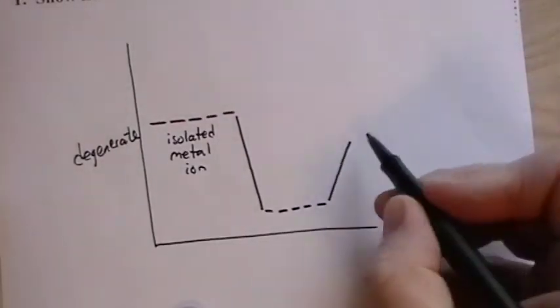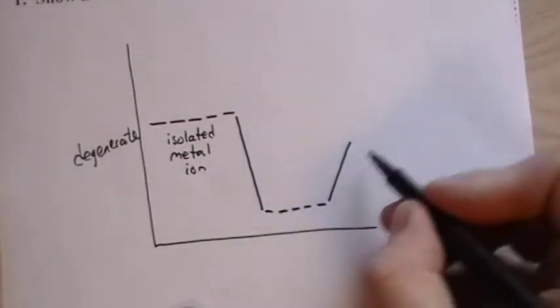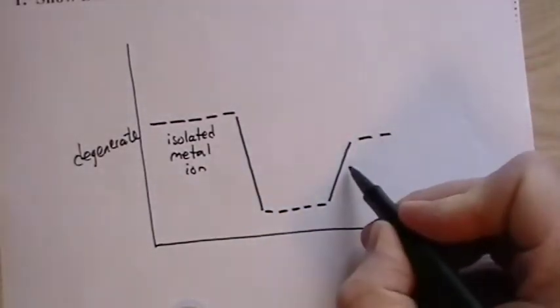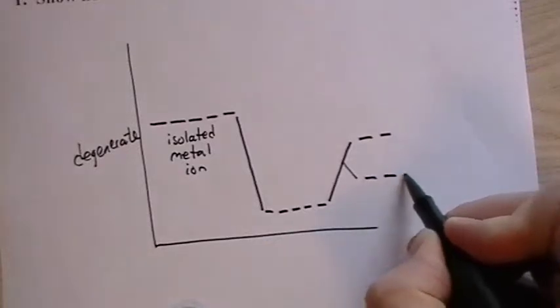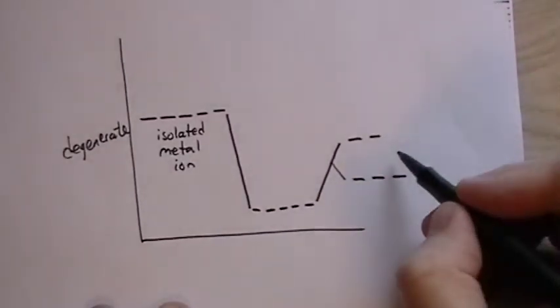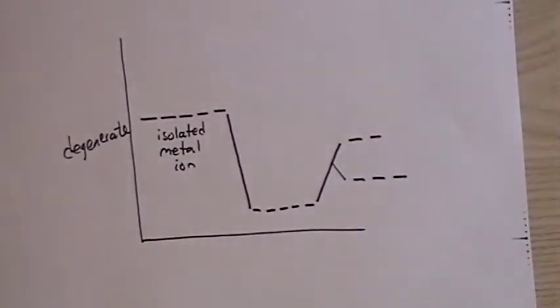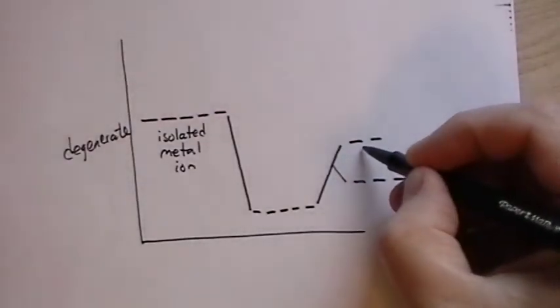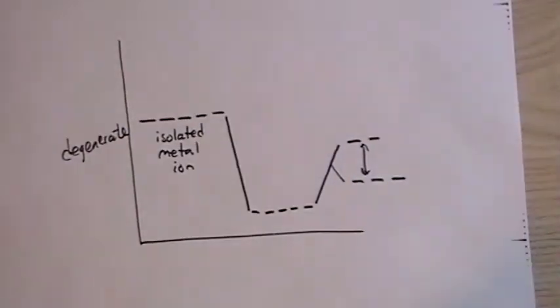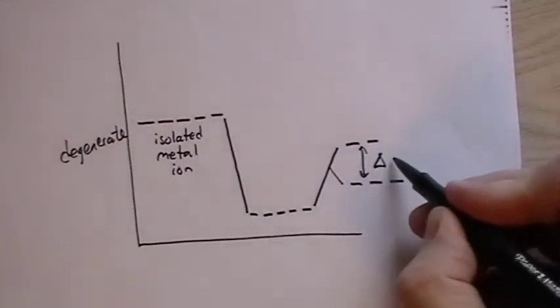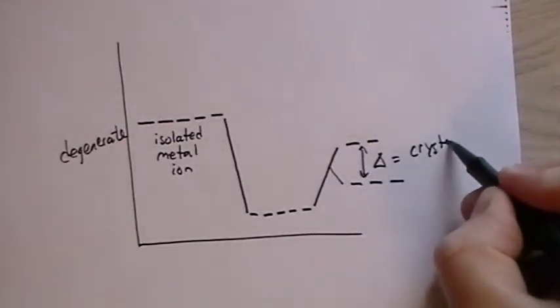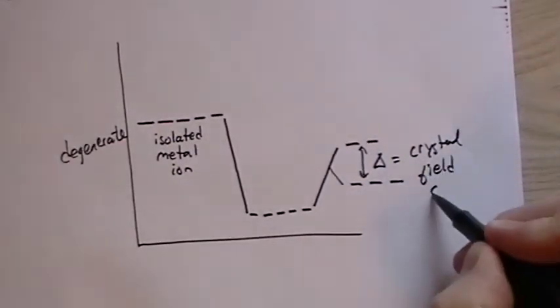So when they do that, we don't get quite as much of a drop in energy, and what we get is a splitting. 2 d orbitals on top, and 3 on the bottom. So this is the true splitting, and the difference between here is delta, and that's equal to the crystal field splitting.